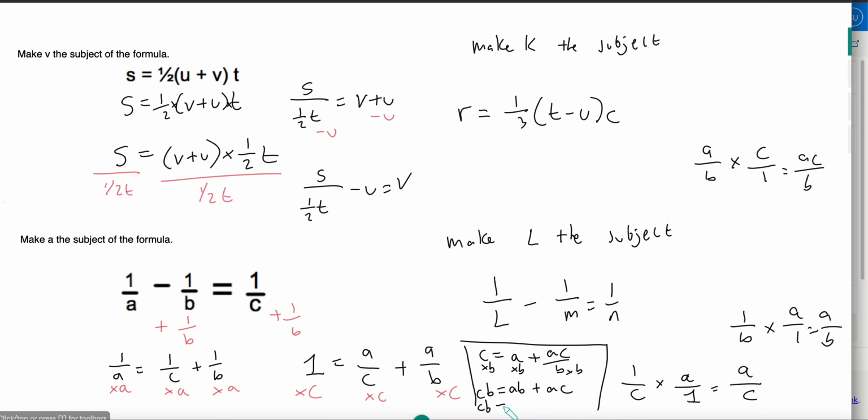So cb, what's in common between both these terms? A, and then b plus c. And then a is being multiplied by b plus c, so I'm going to divide both sides by b plus c. So on the left-hand side, we have cb over b plus c. On the right-hand side, the multiply and divide b plus c cancel out, so we're left with a. And we've made a the subject. Sorry, that was a bit messy, guys.